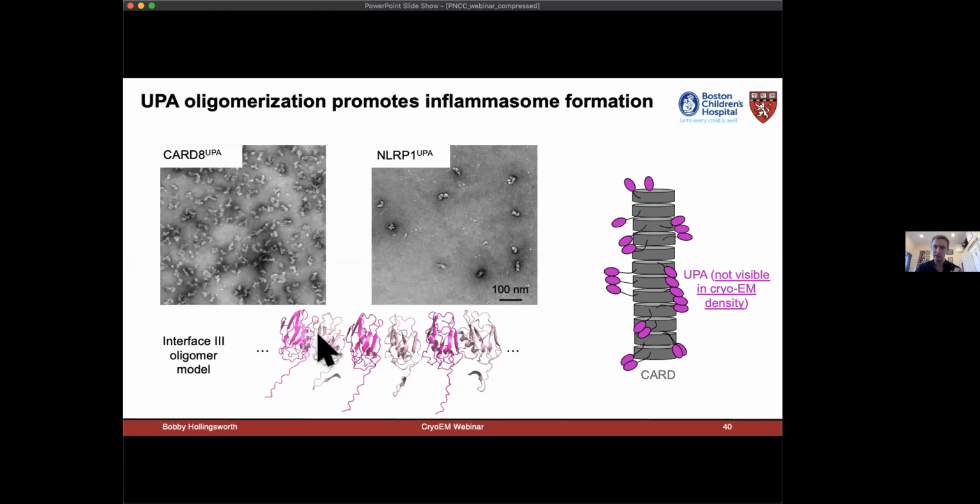And if we just modeled that interface out, we could generate these small polymers of UPA subdomains that could be oligomerizing. And so we hypothesized then, or I guess concluded, that these UPA domains, by self-associating, are avidly promoting the assembly of this central CARD helix. And so without these UPA subdomains to self-associate, the critical concentration required to form a CARD oligomer is much higher.